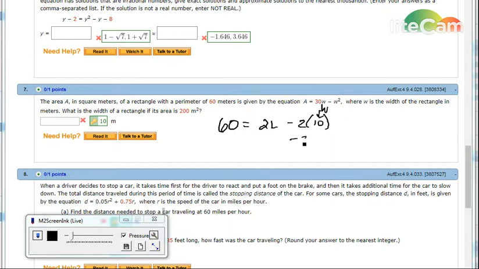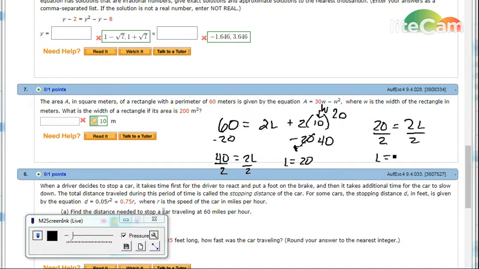So this was plus 20. So let's subtract 20 from both sides. So in this case, if we divide it by 2, we get L equals 20. Okay, and if we plug 20 in here, that would give us 40. And if I subtract 40 from both sides, I get 60 minus 40 is 20 equals 2L. Dividing both sides by 2, I get L equals 10.